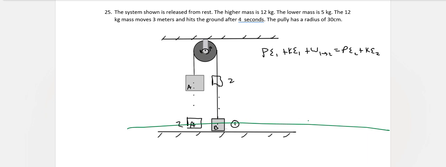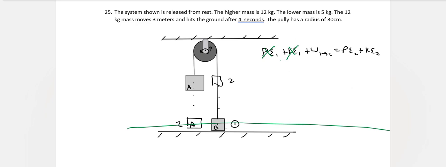Now, PE1. This animal has a potential energy at position 1. But B doesn't because B is at the ground. The pulley technically has a PE1 term, but the pulley is not changing in potential energy. If something's not changing in potential energy, you can ignore it. So don't worry about the potential energy for the pulley. Right? So hopefully now that'll get you through this. System started from rest.